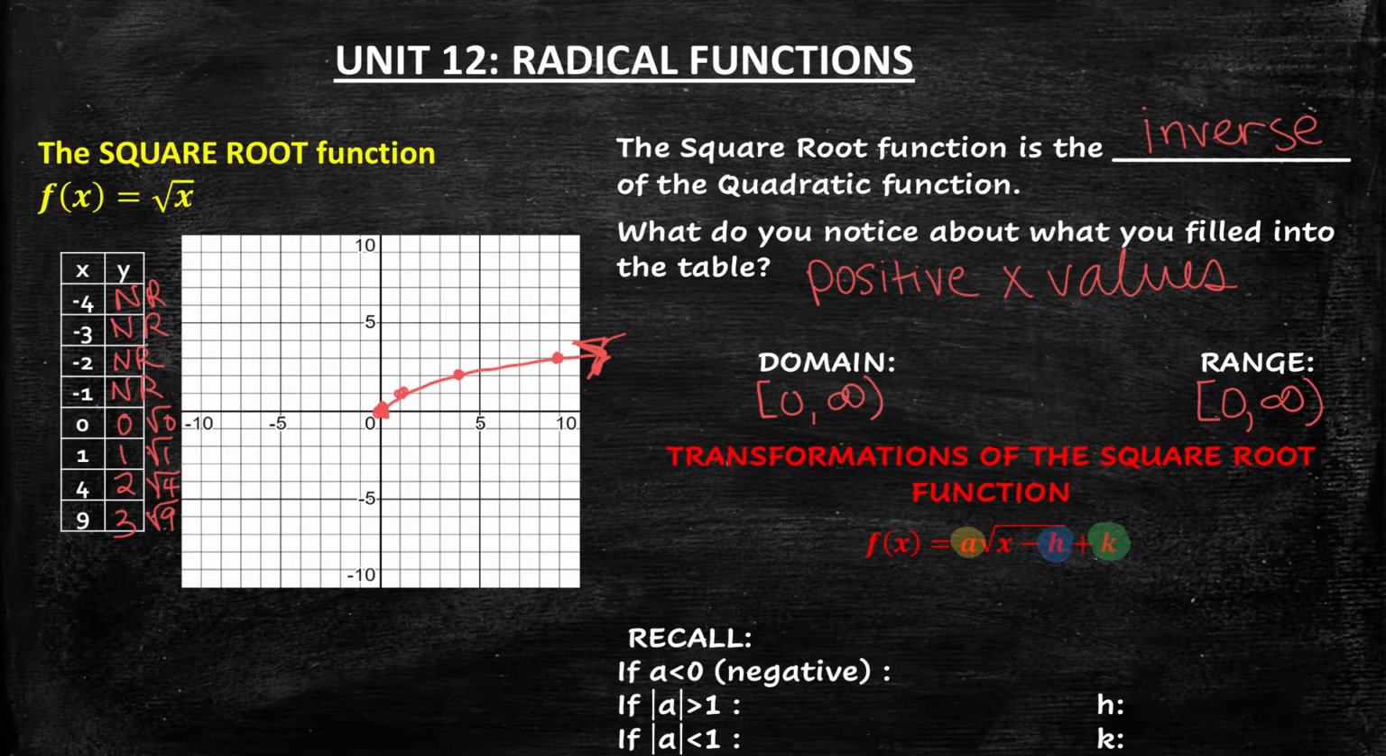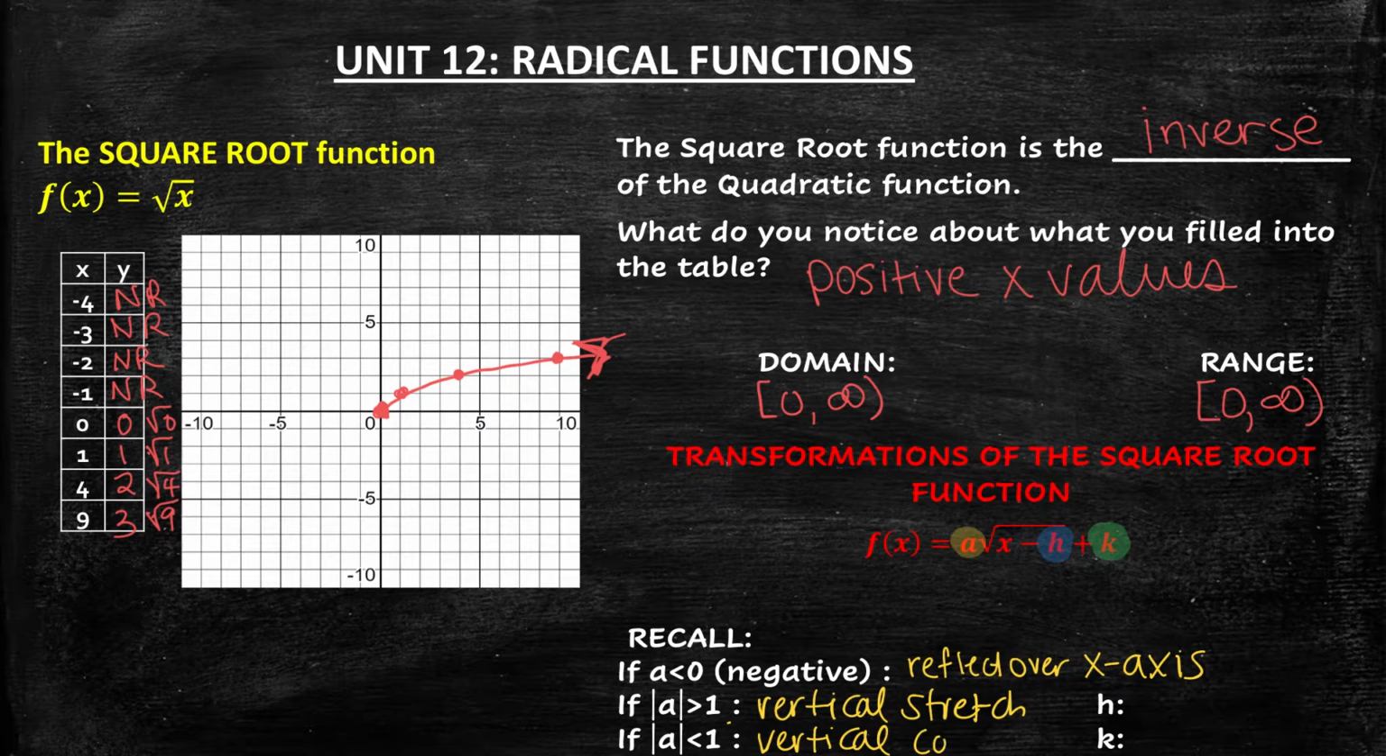So the a value, if a is less than 0, meaning that it's negative, that's going to make it reflect over the x-axis. So this should not be new. These are all the same things that we've used for every function that we've studied so far. If the absolute value of a is greater than 1, then it's going to be a vertical stretch. And if the absolute value of a is less than 1, it's going to be a vertical compression.